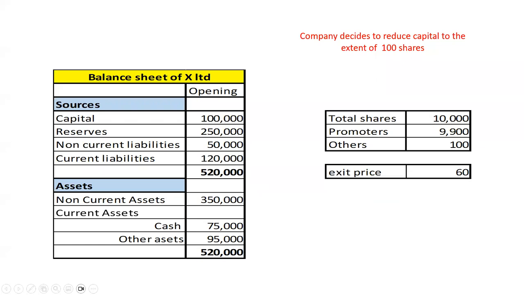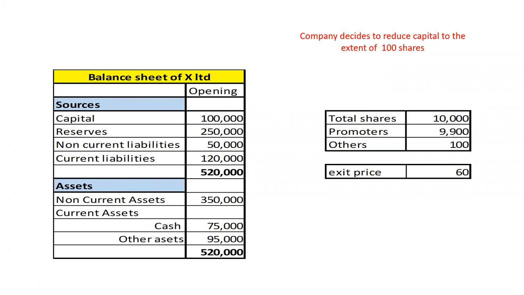Before we understand that effect, let us take a hypothetical example. For this company, the total number of shares on their balance sheet on this day is 10,000. Promoters are holding 9,900 shares, and others, let us call them minority shareholders, 100. The company is planning to reduce the capital to the extent of 100 shares, exactly like RRL. The exit price is 60. This is the company's balance sheet. At this juncture, we are not getting into any other transaction. Assume that it is going to happen immediately.